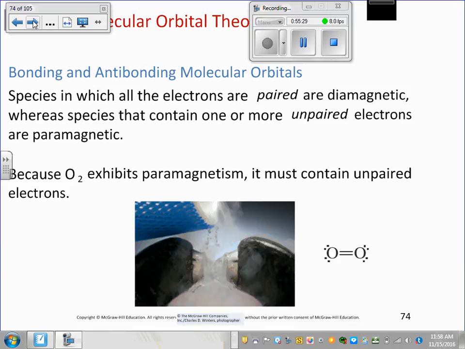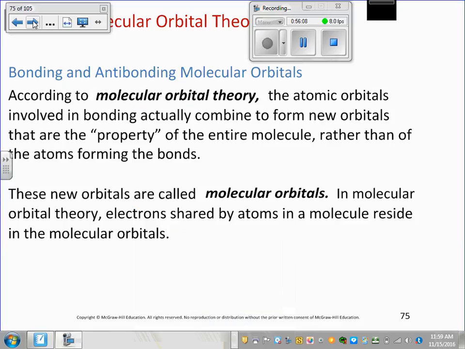So here you see the picture, they're pouring liquid oxygen, obviously very cold, through a magnetic field. I don't quite see it there, but it's actually attracted to one of the poles of the magnet. So none of this stuff that we said before explains that. That would be too easy. So now we have to do what's called molecular orbital theory. We've been doing atomic orbitals, now we have to do molecular orbitals.